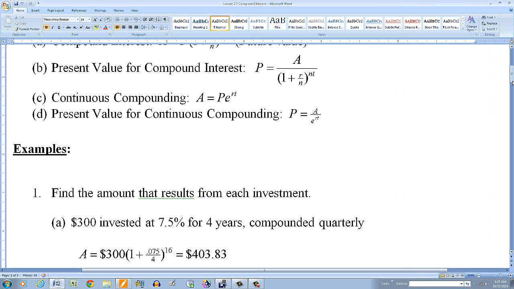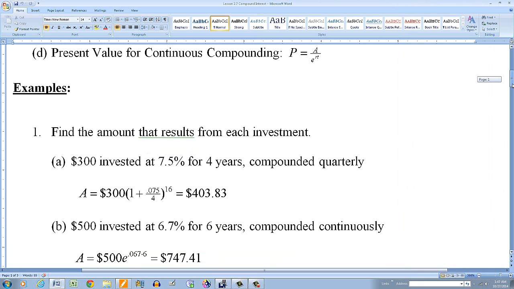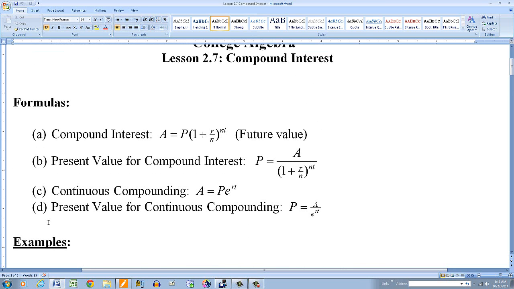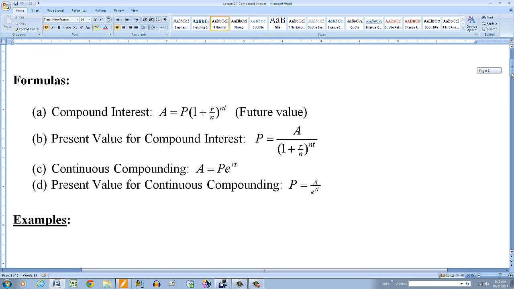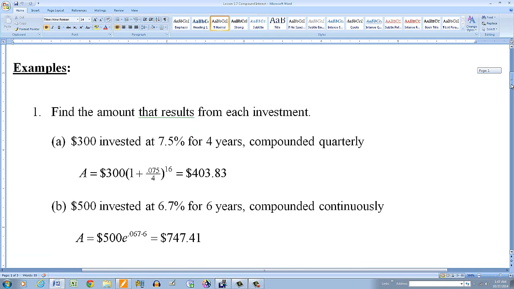Okay, same thing in the next one. And this one, though, it's compounded continuously. So it's $500 invested at 6.7% for 6 years, compounded continuously. Okay, so that's going to be formula C here. Continuous compounding. A is equal to P E to the RT. Okay, so you see the setup that I have there. That's how I got the answer.